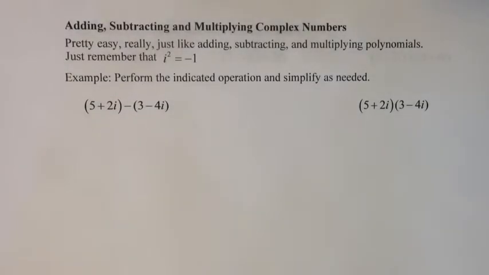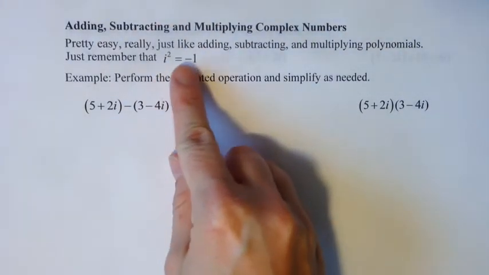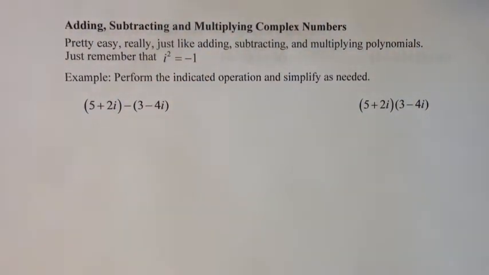Now that you've learned what a complex number is, we're going to look at adding, subtracting, and multiplying complex numbers. Overall, this really isn't too bad. It's an awful lot like adding, subtracting, and multiplying polynomials, something that you already know how to do. You just have to remember that there's one extra rule. i squared is -1. Let's look at a couple of examples.